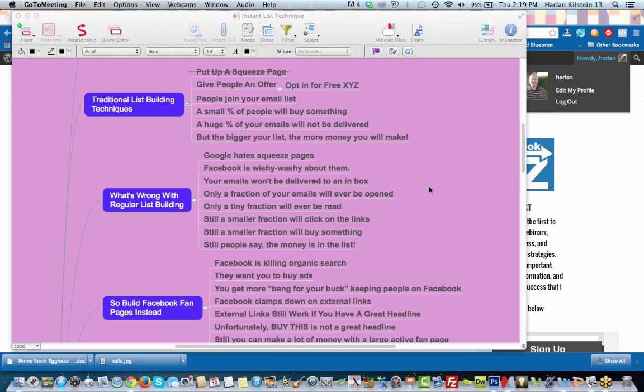folks, only a tiny fraction will ever be opened. Of the emails that are open, only a fraction are going to read them. A smaller fraction will click on them. A smaller fraction will buy something. And people say the money is in the list. I mean, this is absurd what people are doing. Okay? Does this work? Yes, this works.